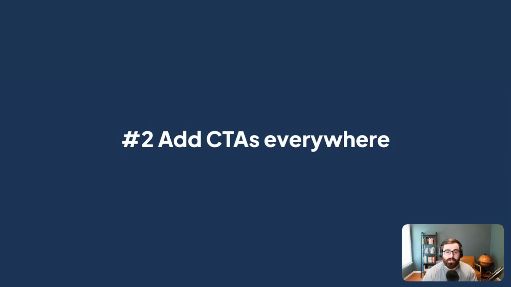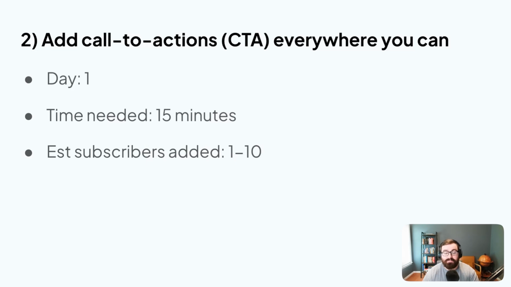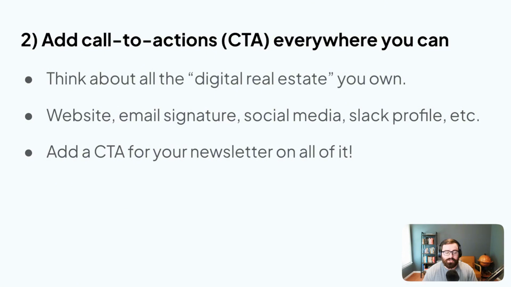Step number 2 is to add call to actions everywhere. CTAs means call to actions, okay? This should take you about 50 minutes and it can help you add your first 1 to 10 subscribers. When you do this, you should think about all the different digital real estate that you own. Do you have a website already? Do you have an email signature? Do you have social media accounts? Do you have a Slack profile? Add a call to action for your newsletter in all of those areas, okay?